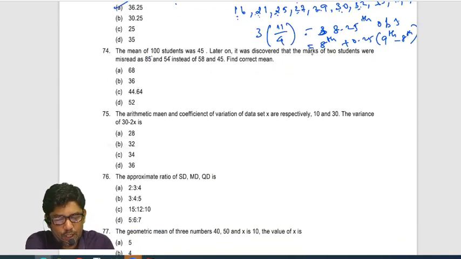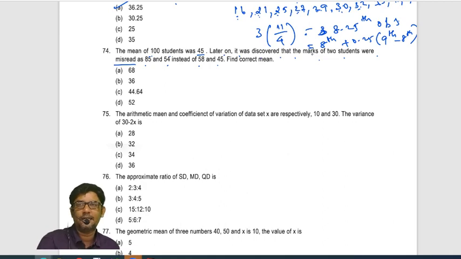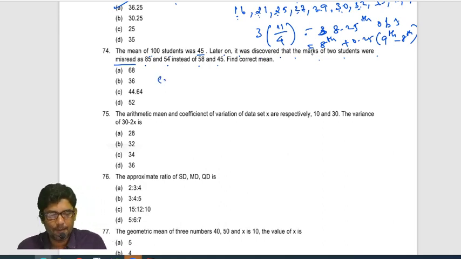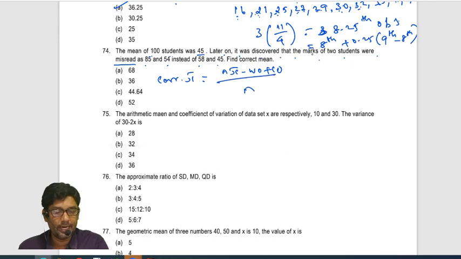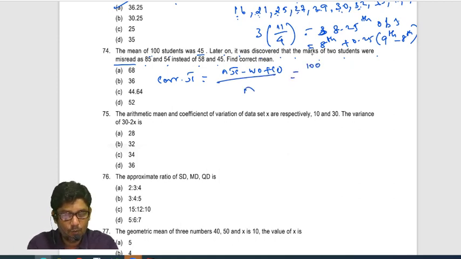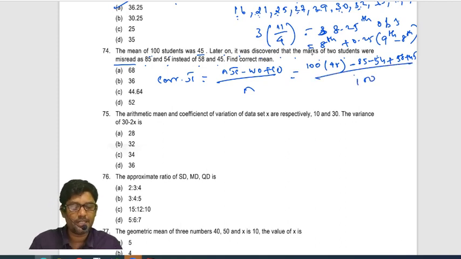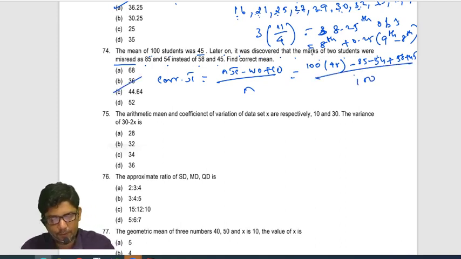The mean of 100 students was 45. Later on it was discovered that the marks of 2 students were misread as 85 and 54 instead of 58 and 45. Find the correct mean. This is rectification of error. I think you know the formula. Corrected arithmetic mean is equal to what? N x bar minus wrong observations plus correct observations divided by n. What is n here? 100. What is x bar? 45. What are the wrong observations, my dear? 85 and 54. 85 minus 54 plus 58 plus 45 divided by 100. Can you please give me the answer fast? 44.64.